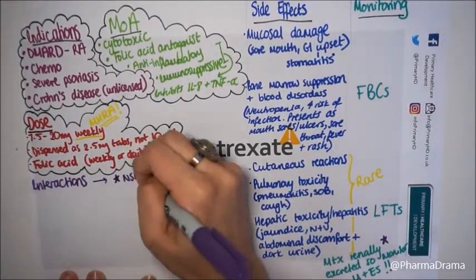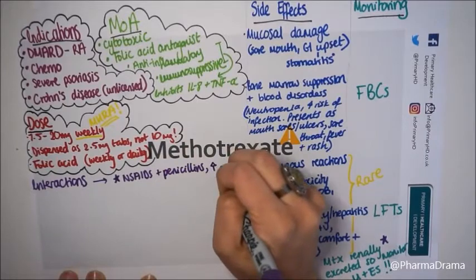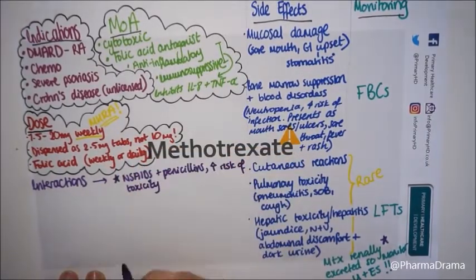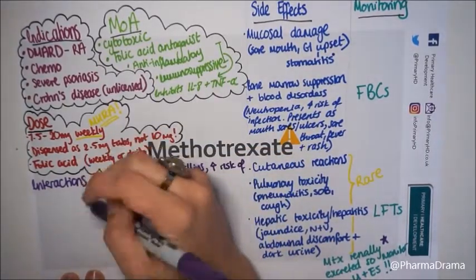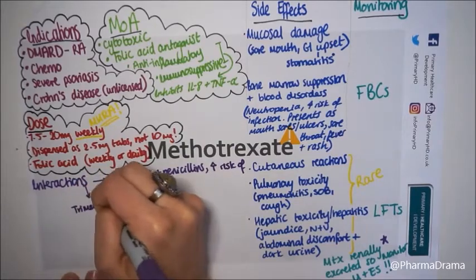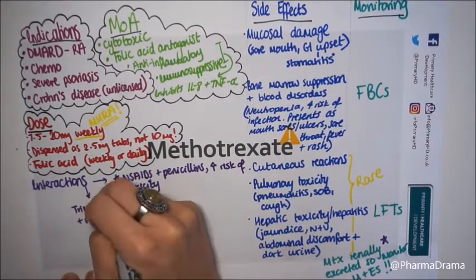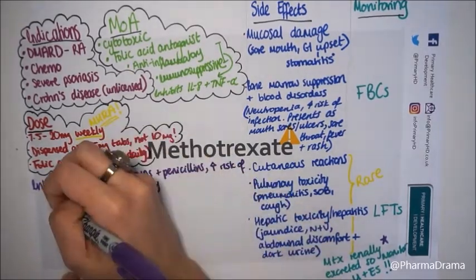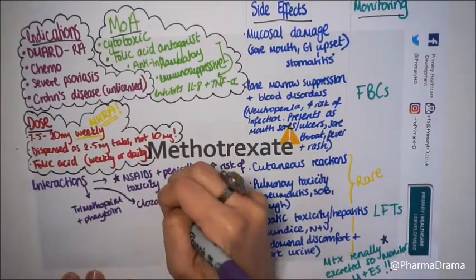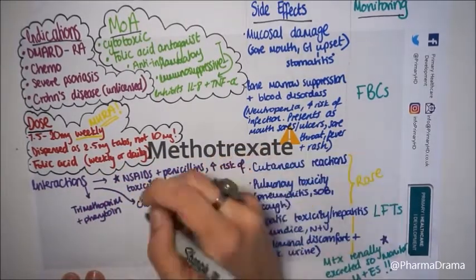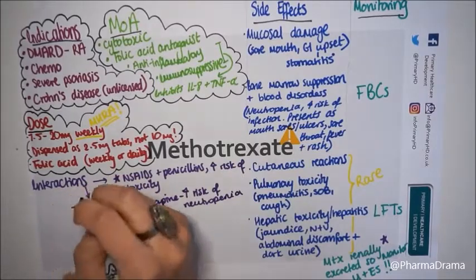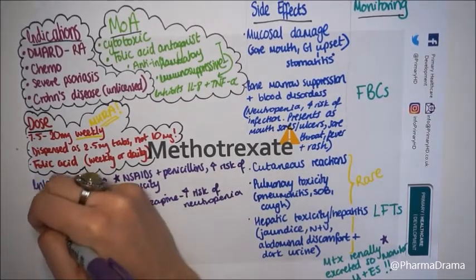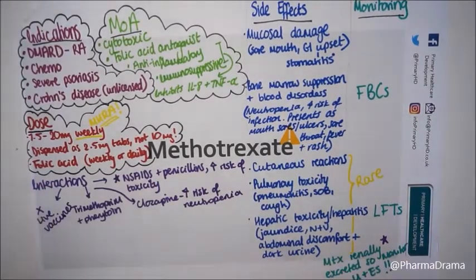In terms of interactions, there is reduced excretion with NSAIDs and penicillins, so an increased risk of toxicity. Methotrexate also interacts with other folate antagonists, so trimethoprim and phenytoin, for example. There's an increased risk of neutropenia if used with clozapine, and due to immunosuppression, live vaccines should also be avoided.